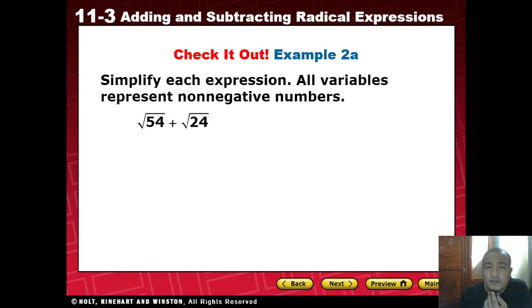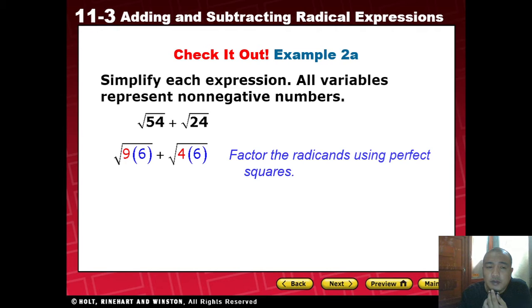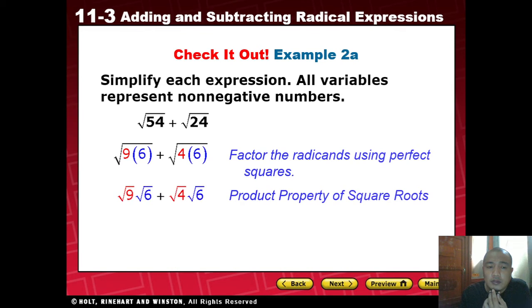Check it out. Okay, simplify each expression. What is square root of 54 plus square root of 24? Okay, we cannot just add these if they are unlike radicals. So let us try to make them like radicals by factoring. Factor the radicands using perfect squares. For 54, 9 times 6. For 24, 4 times 6. By the product property of square roots, we have square root of 9 times square root of 6 plus square root of 4 times square root of 6.